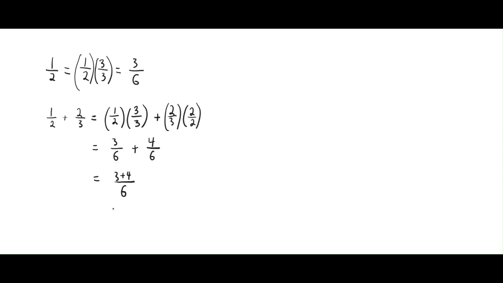And once they're together, you can just add the 3 and the 4 to be 7 over 6. Now, this is a valid final answer, but mathematicians are a little bit finicky about how you write your answers, and they do not like having a number on top that's bigger than the number on the bottom. So just to make it look a little neater, we want to change that into a mixed number.